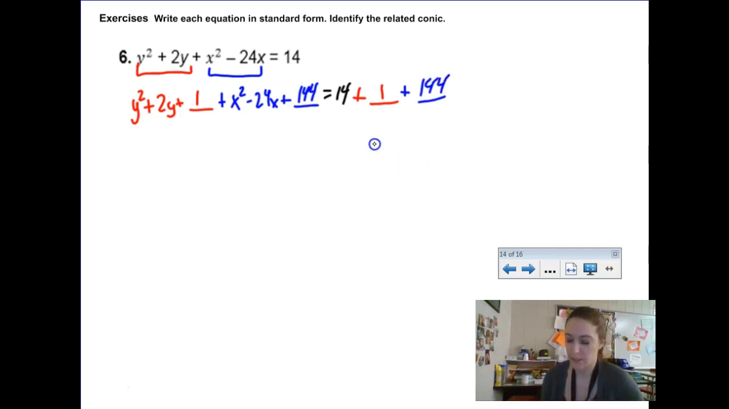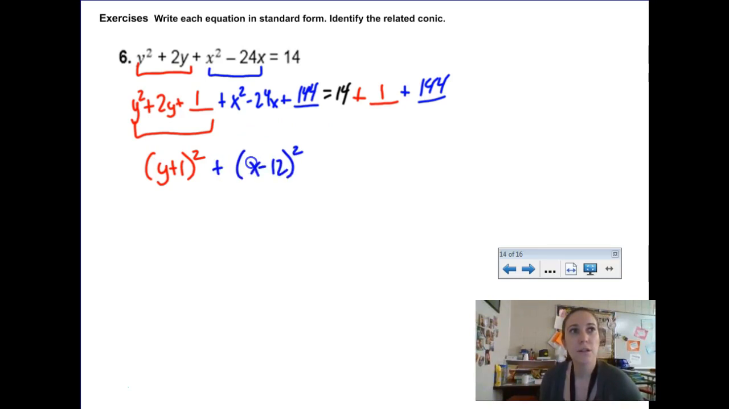And then we end up with y plus 1 squared plus x minus 12 squared equals, what we got here, 15, yes, I should be able to add that. 9, 5, 159. Alright, so we don't have to find anything other than identify the conic.